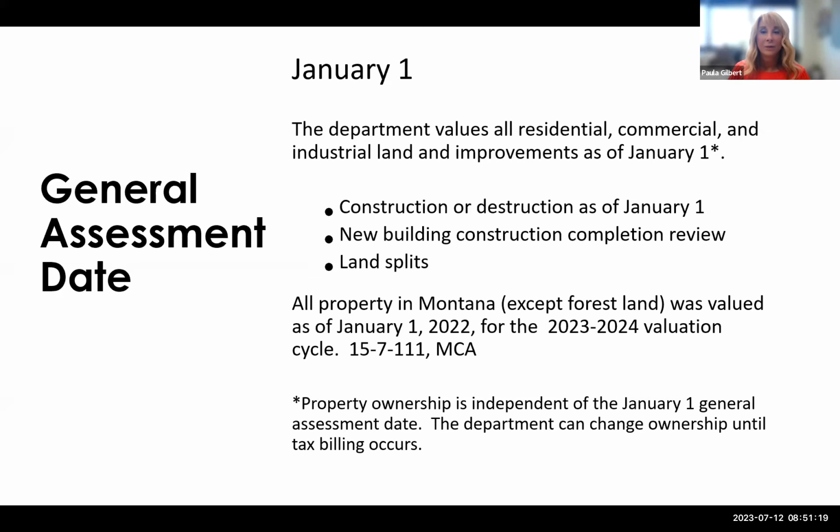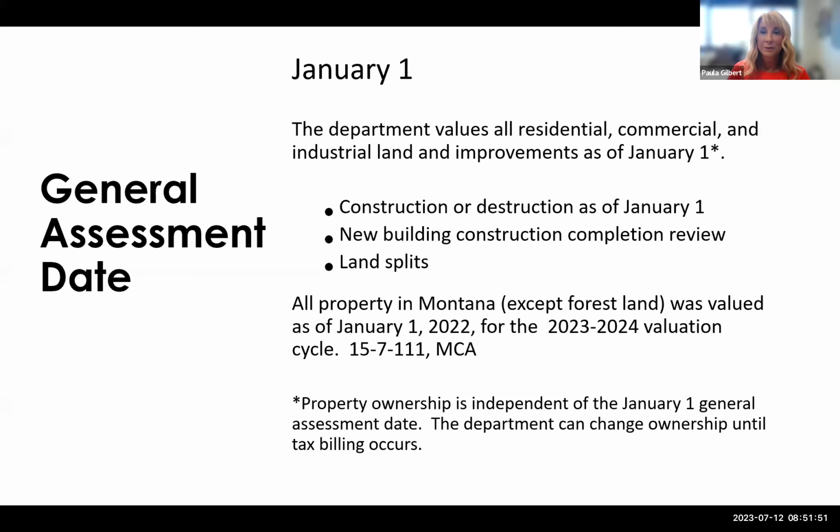For this cycle, we valued property for the 2023-2024 tax years using cost and sales data gathered through January 1st of 2022. Any sales after that date will be used for the following cycle, which will include tax years 2025 and 2026. All property in the state of Montana, except for forest land, was valued using this January 1st, 2022 date.